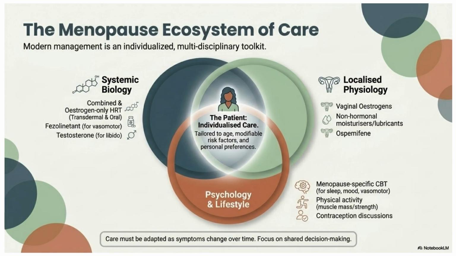Finally, review at 3 months and annually, adapting the plan as symptoms, priorities, and risk factors change. Good menopause care is dynamic because the transition itself and the patient's circumstances evolve over time.